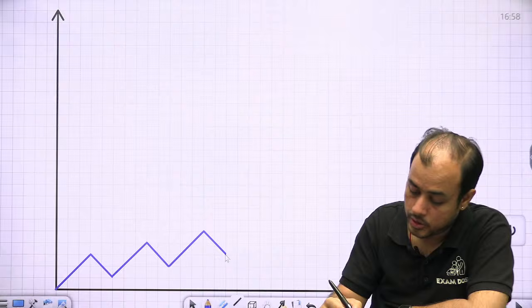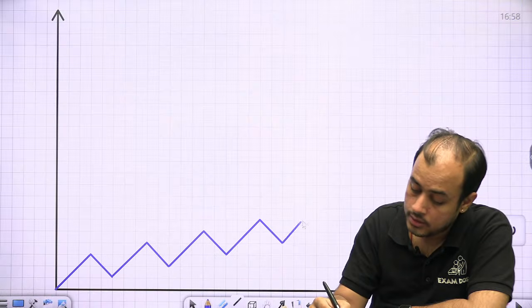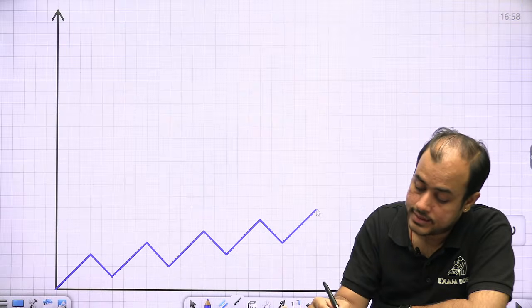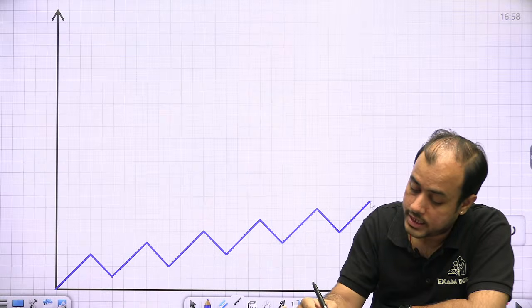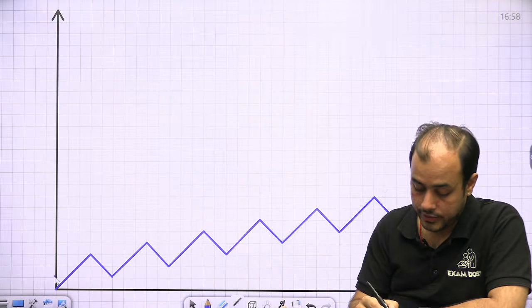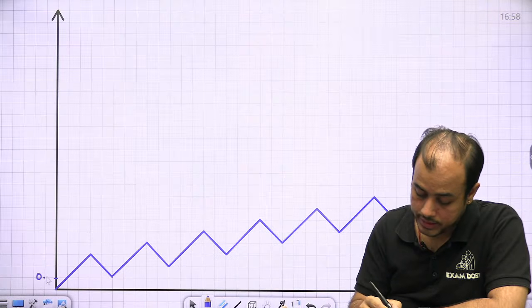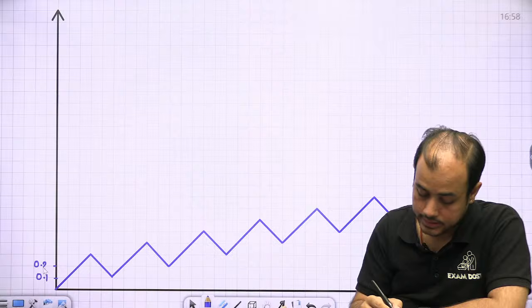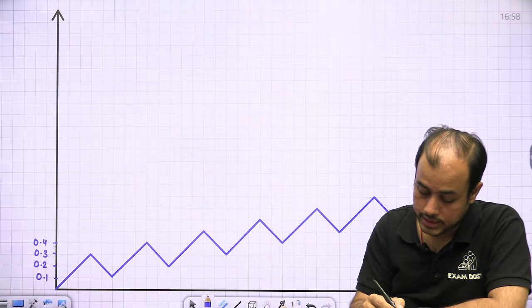Are you getting my point? Every time the current is increasing by 0.1 ampere. Volt-second balance says that inductor charging and discharging should be equal for a stable operation. That means this operation is unstable, like this. So every time beta current is increasing by 0.1, because every time charging is more than discharging.